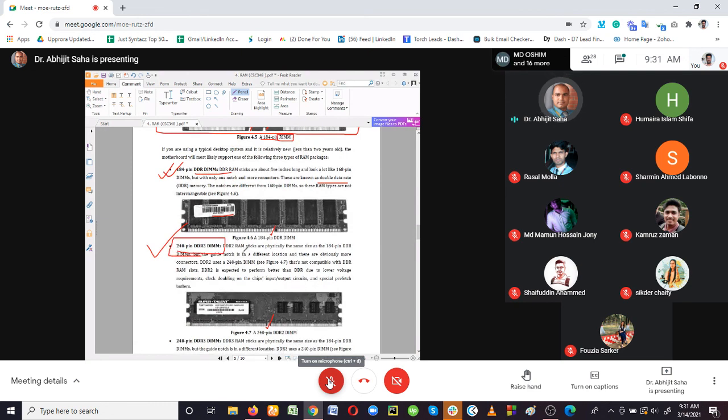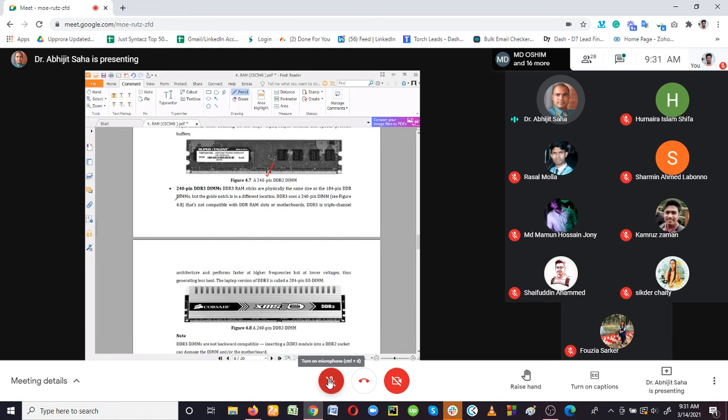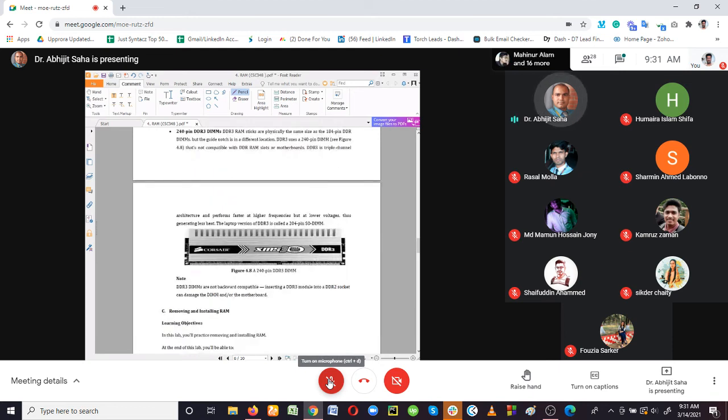So now you're having 240 pin DDR2 DIMMs, as well as 244 pin DDR3. So here we are having the different types of RAM modules. These days you're having the DDR5, right? The DDR5 in the market, as well as DDR6 RAM. DDR5 RAM you can get in the market.